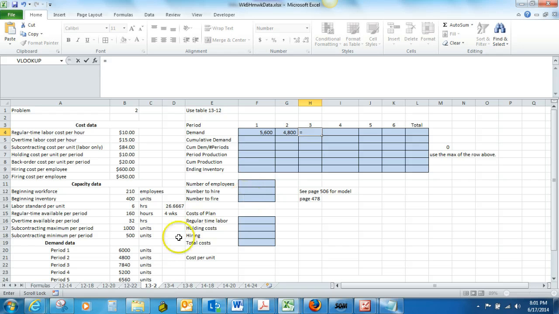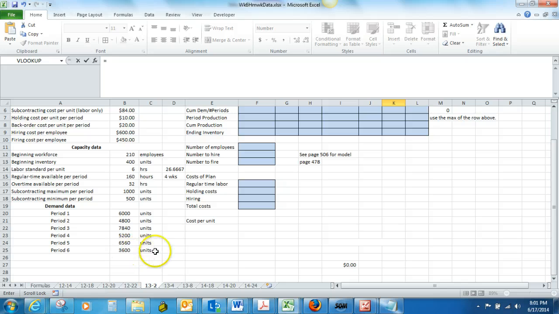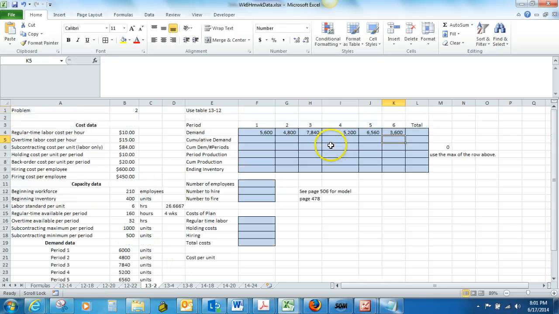So I'm just pointing to them by hitting my equal sign and pointing to the cell reference. And then of course the total here is just going to be the sum.